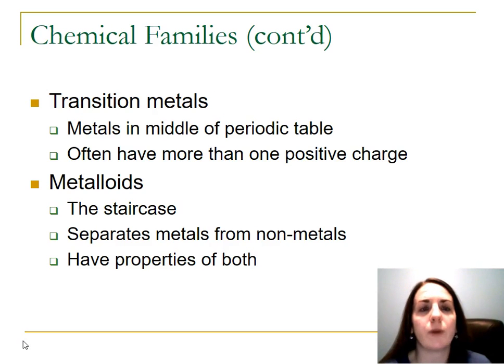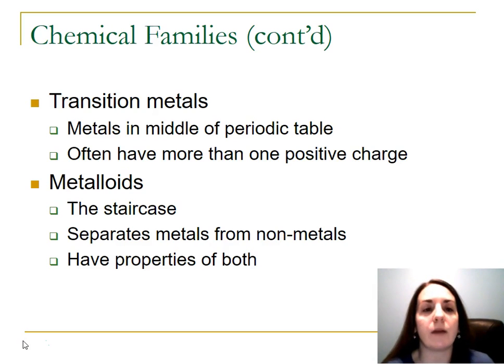Okay, so the next group are the transition metals. So these are the metals that are in the middle of the periodic table. So they'll have slightly different properties than the alkali and the alkaline earth metals. They still are metals, but they're not quite as reactive, and they will often have more than one possible charge. Still a positive charge, but their valence can differ.